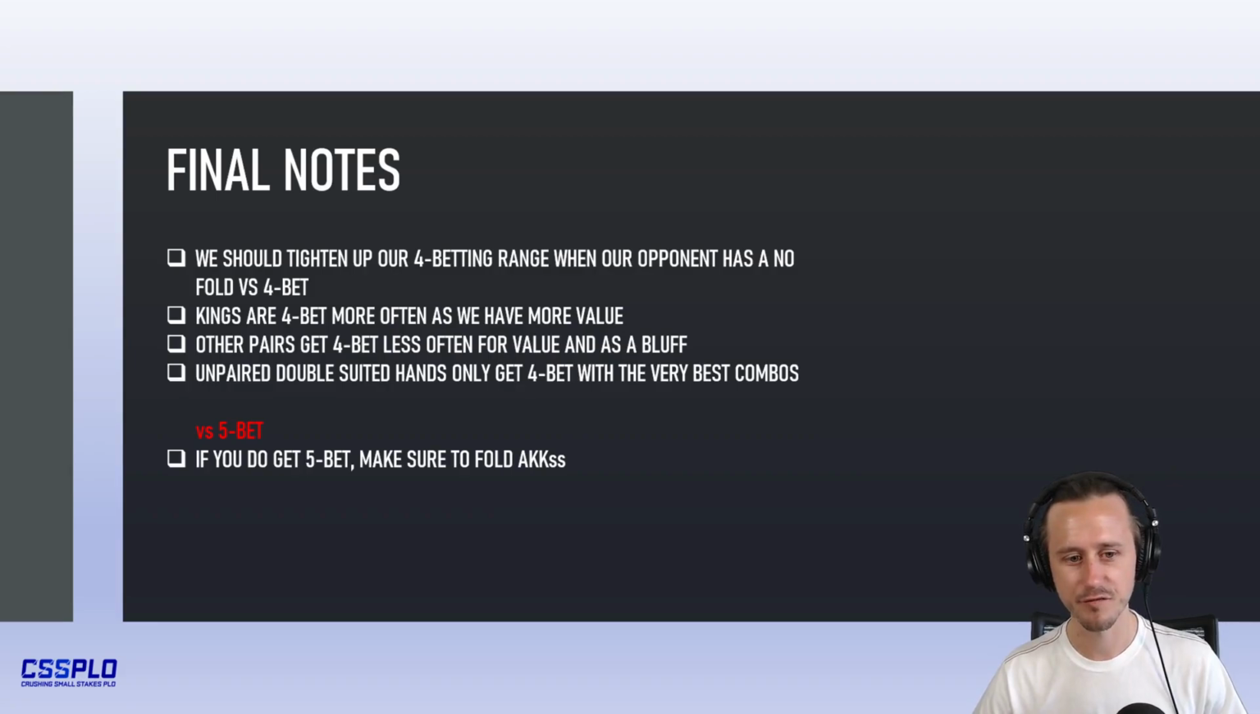And if we face a 5-bet in this scenario, make sure to fold ace-king-king single-suited, which was a clear outcome by the solver. Your opponent's 5-betting range mainly consists of aces now, and we don't want to play ace-king-king single-suited against that 5-bet, so you can just fold them and call the rest of the hands. Okay, that sums up what we wanted to discuss.